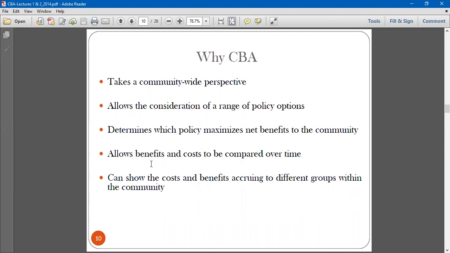All right. Now, why do we use CBA? Why do we conduct cost benefits? We do that because it thinks about the entire society. Okay? It's for societal welfare. It's not just about some few people. It's because it considers almost everyone.